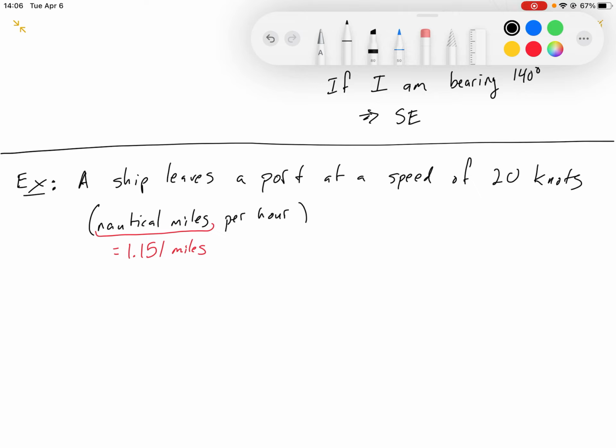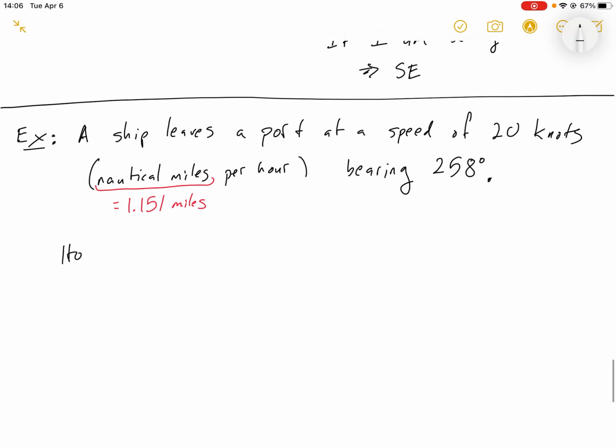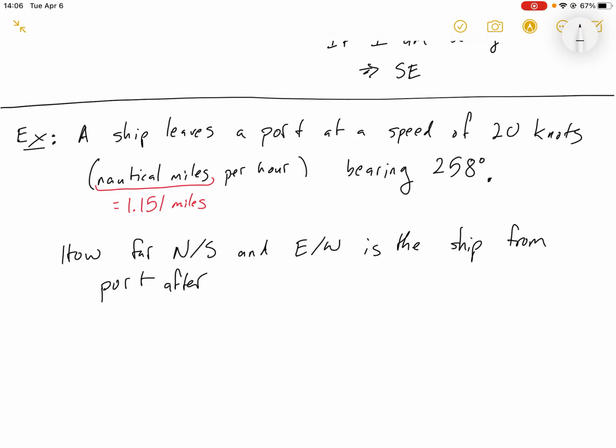It leaves port at 20 knots, and we're going to say it's bearing 258 degrees. And so the question is, how far north or maybe south and east or maybe west is the ship from port after 1 hour? How far is it from port after 1 hour?